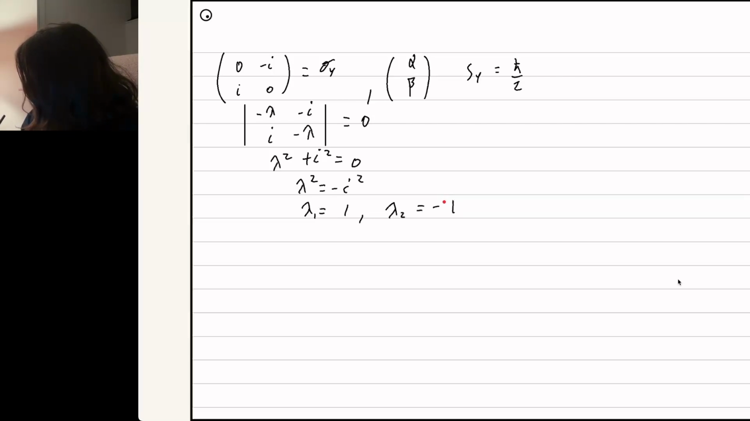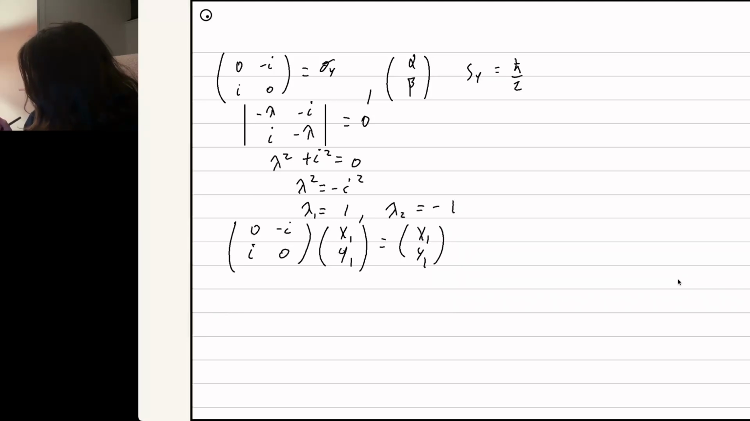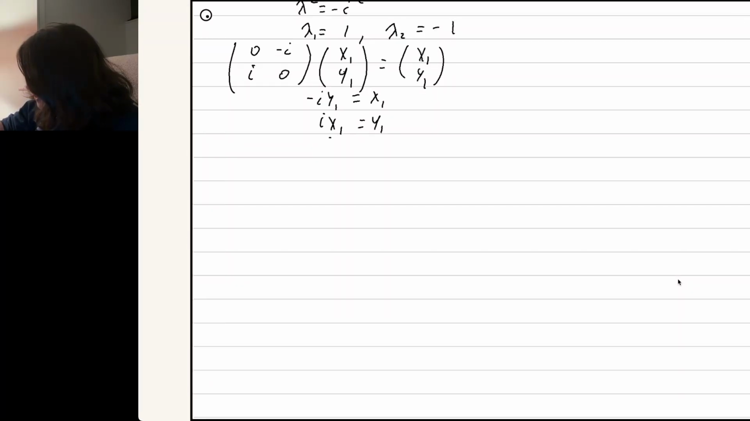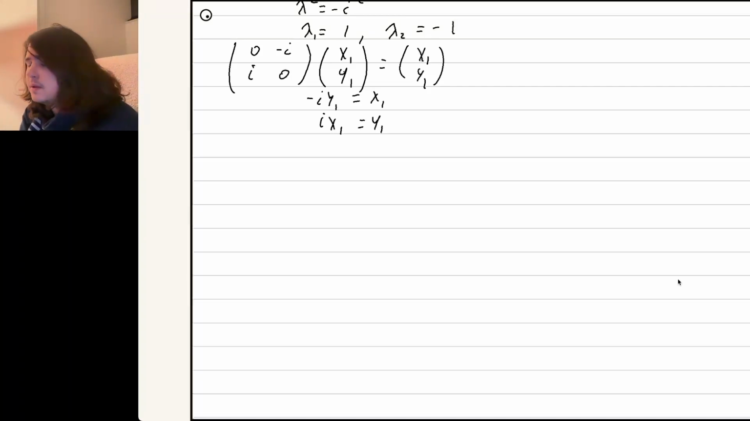Right. To find the eigenvectors, then set up your eigenvector equation. I'm going to have my eigenvector be called x1, y1, using the first eigenvalue, 1. It's going to be x1, y1 on the other side, which will give us minus i y1 is equal to x1, and i x1 is equal to y1. That is actually all you need to set up the eigenvector.